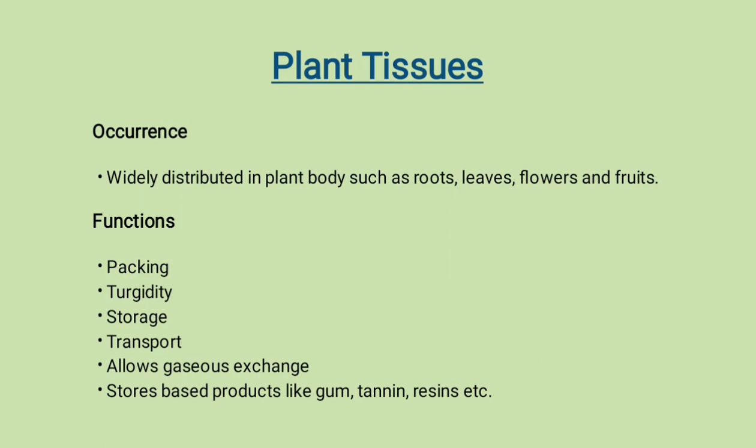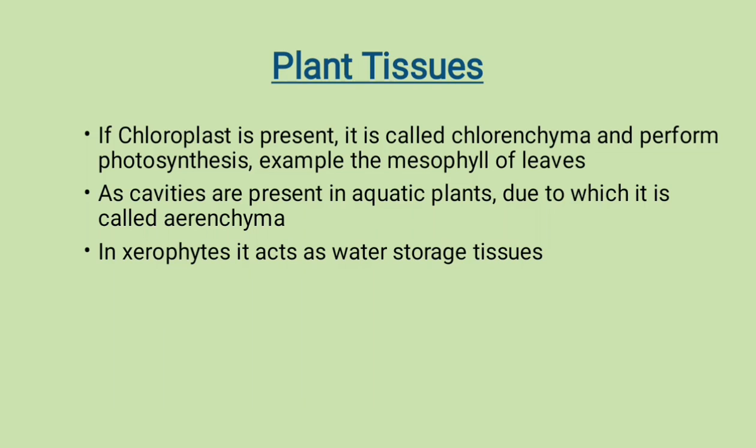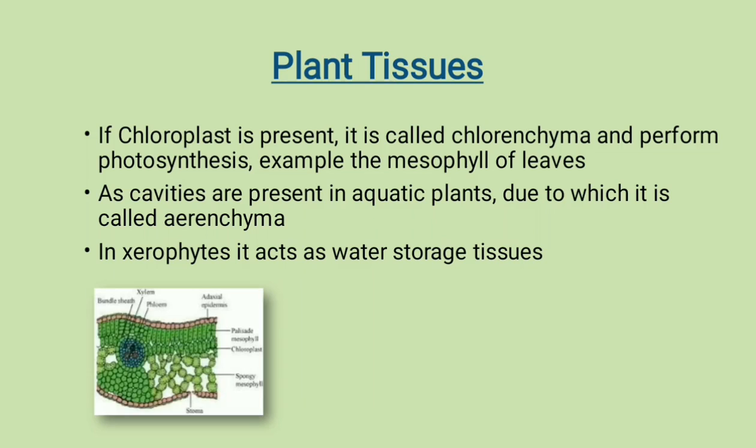Parenchyma cells are metabolically active. Their intercellular spaces allow gaseous exchange. These tissues store waste products of plants such as tannin, gums, crystals, resins or inorganic wastes, etc. If chlorophyll is present in these tissues, they can perform photosynthesis, hence called chlorenchyma.